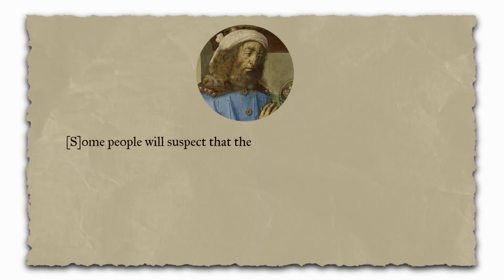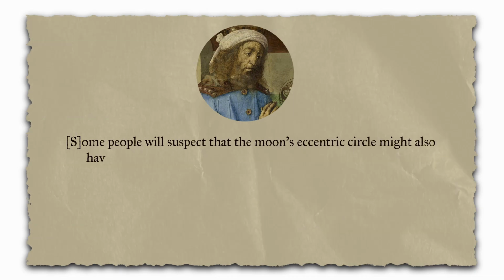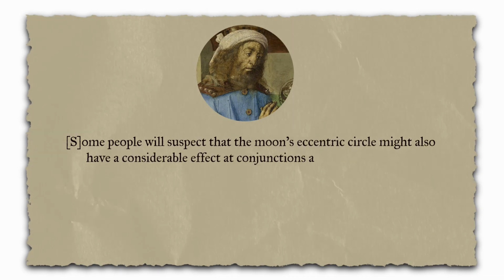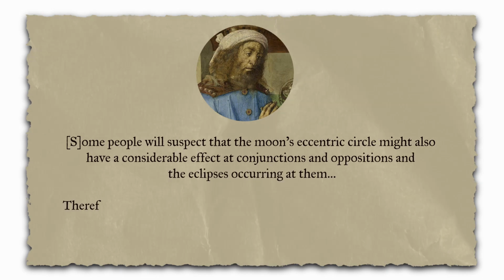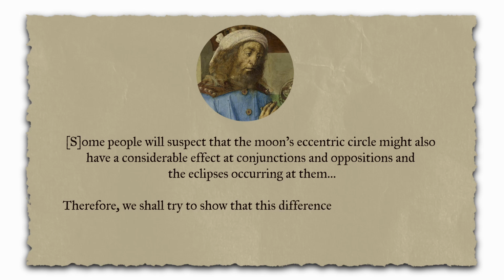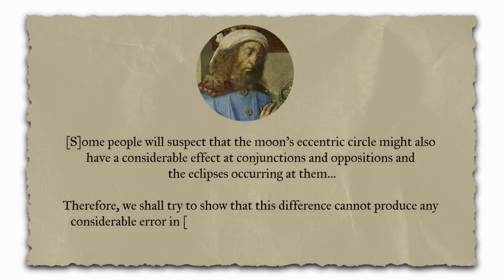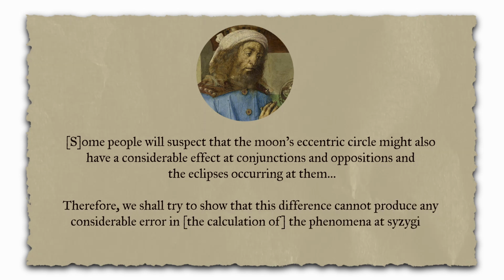After all, it would be pretty bad for the model if it broke the phases the original model did work for. Ptolemy writes, "Some people will suspect that the moon's eccentric circle might also have a considerable effect at conjunctions and oppositions, and the eclipses occurring at them. Therefore, we shall try to show that this difference cannot produce any considerable error in the calculations of the phenomena at syzygies." Going through some geometry, Ptolemy demonstrates that the eccentric circle renders the same results as the first lunar model.